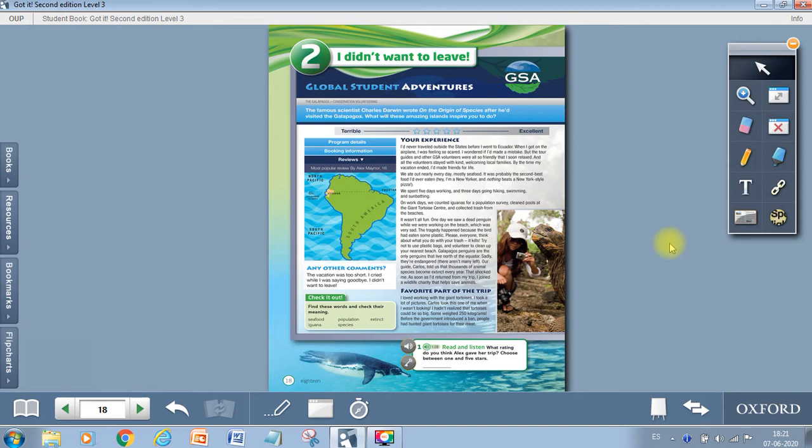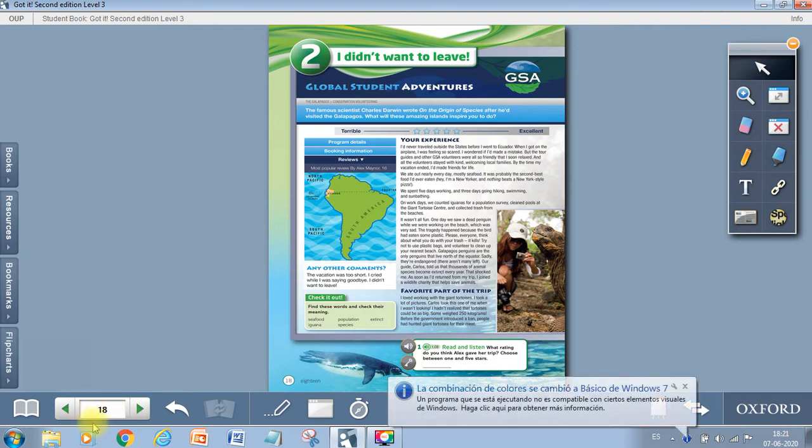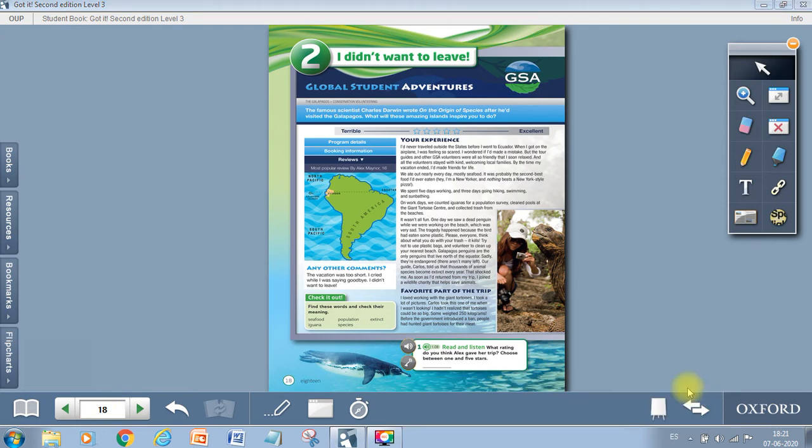Children, today we are going to start working on unit number 2. If you take a look, we are working on page number 18. Okay, unit number 2, page 18. Here, the name of the unit. The name of the unit is I didn't want to live.